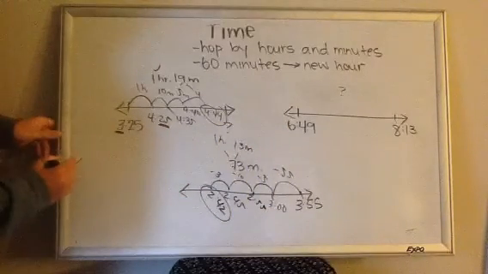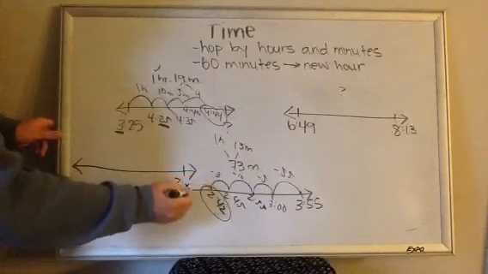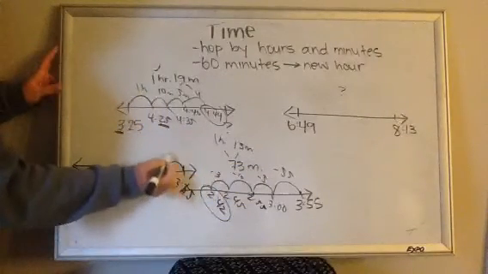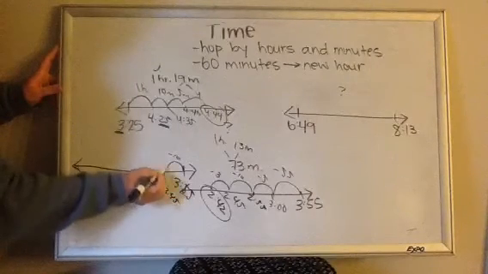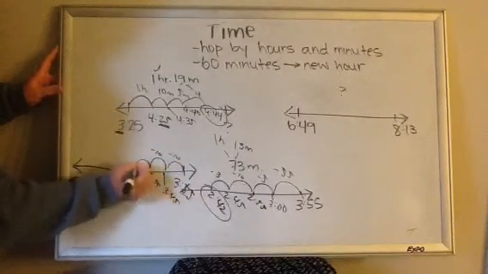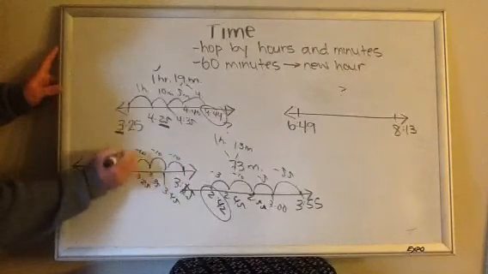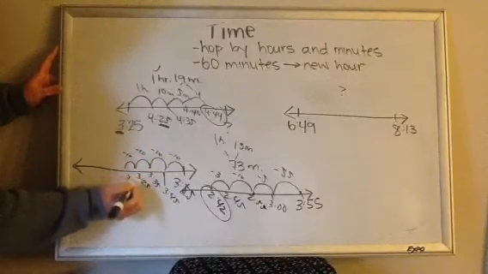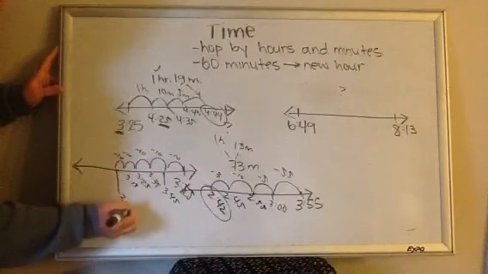So I'll really quickly show you what that would look like. So we're at 3:55 and we're going to go backwards 10. So now I'm at 3:45. Here's another 10, 3:35, another 10, 3:25, another 10, 3:15, another 10, 3:05.